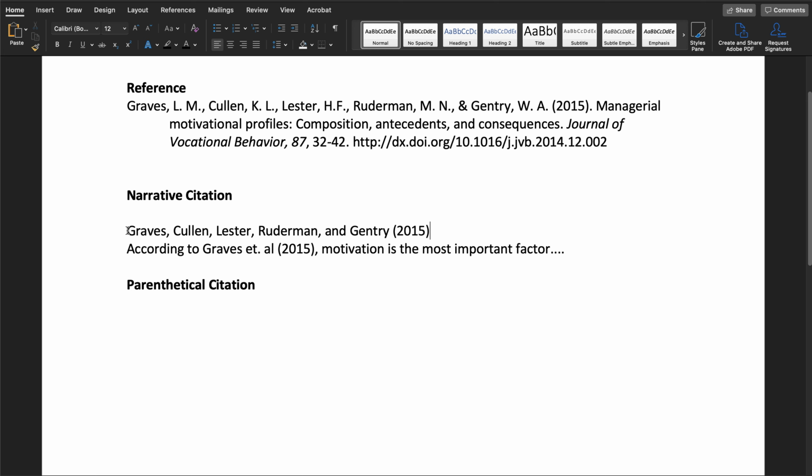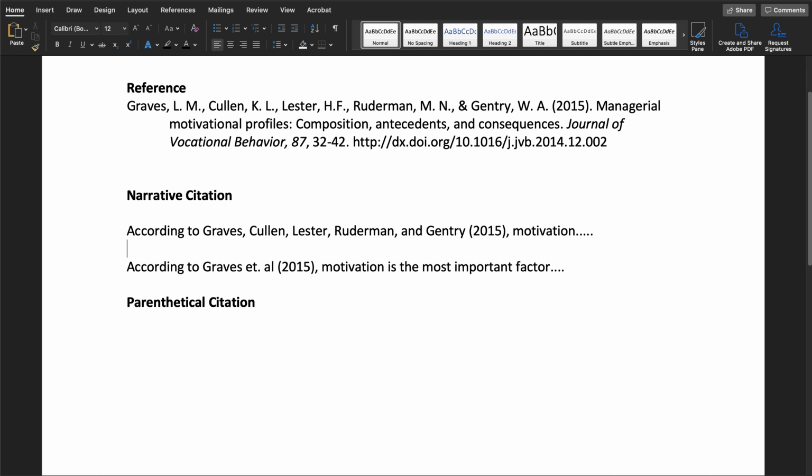So this also would be according to Graves, and then motivation and so forth, right? So you'll use this one first when you are first referencing the journal article, right? And then once you have introduced everyone, you will go ahead and use et al., which is the shortcut, okay? Now let's go ahead and look at parenthetical citations.